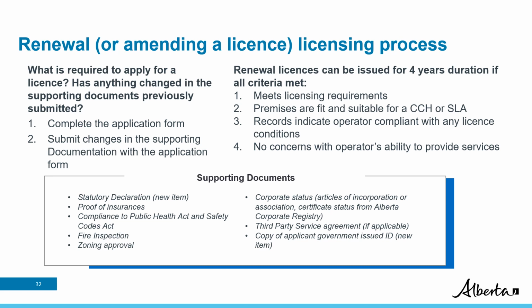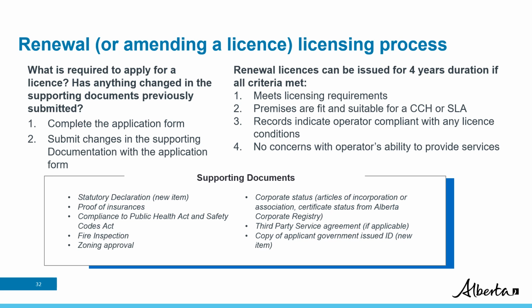Once an application package is received, Alberta Health will review the application to ensure that it is complete. If anything is missing, Alberta Health will contact the applicant and let them know what is required. Alberta Health will work with the applicant to let them know of any deficiencies in the documents and what is needed to correct the deficiency. Once all documents have been received and approved, a license can be issued for up to 4 years.